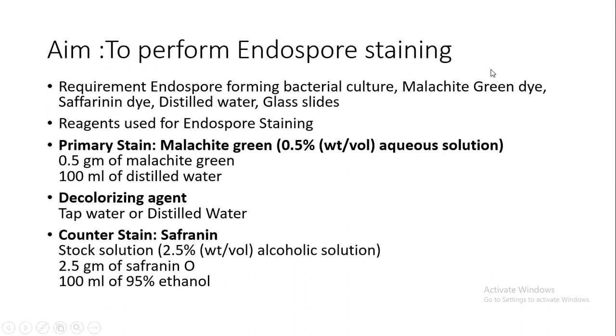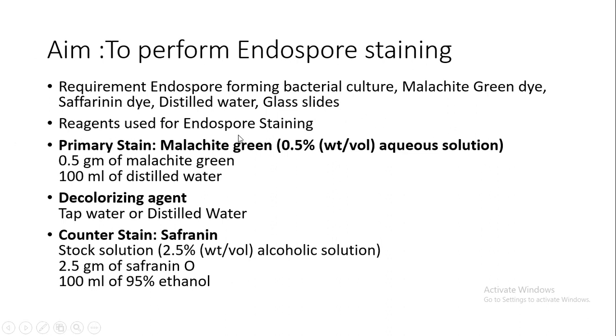So the aim of the experiment is to perform endospore staining and to basically identify whether a given bacterium is spore forming or non-spore forming. The requirements for the experiment include endospore forming bacterial culture, the dye malachite green, safranin, distilled water, and glass slides.